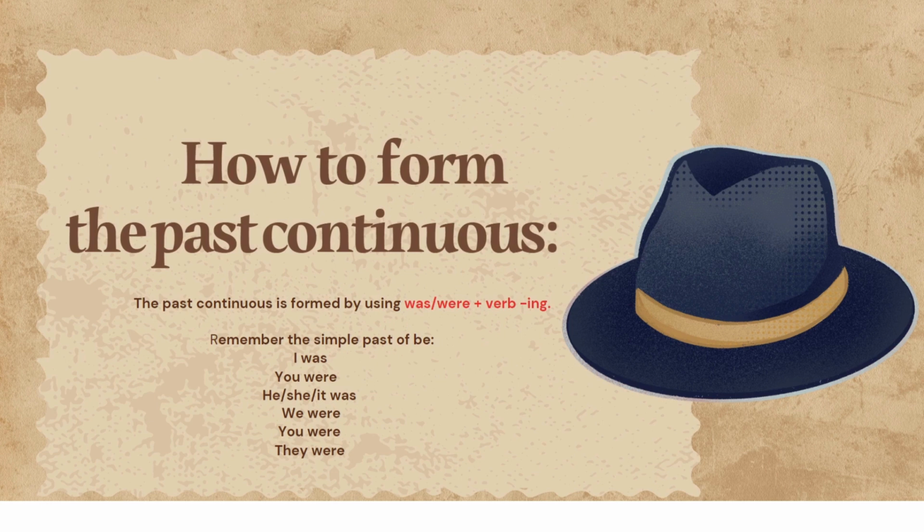The past continuous is formed by using was or were plus verb and -ing. Remember the simple past of be: I was, you were, he, she, it was, we were, you were, and they were.